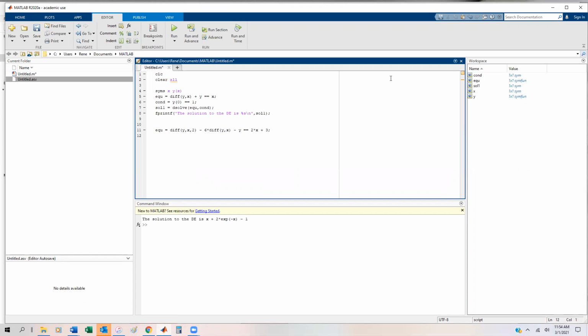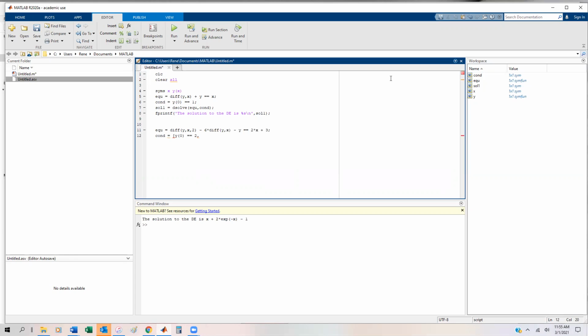All right, now our conditions. We're going to have an array of conditions. So I'm going to need the brackets to indicate that there's more than one condition. So we're going to say y at 0 is going to be equal to 2. And that's the easy one, right? But then we also have the derivative, all right?